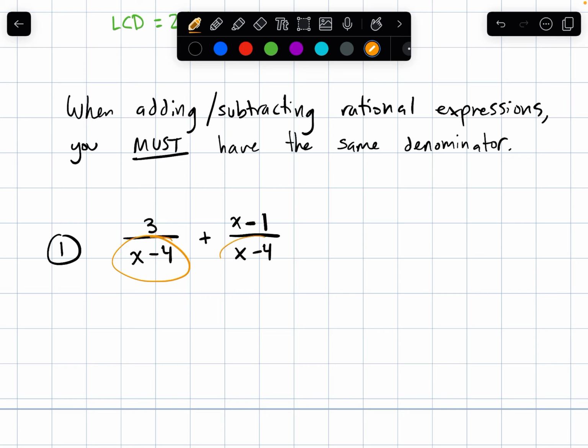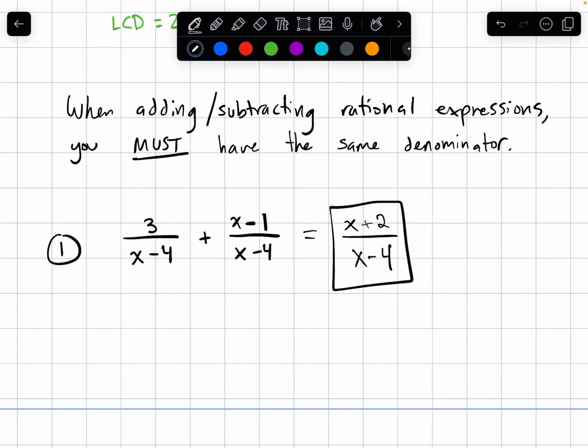As we see here, I have an x minus 4 in both of the denominators, so therefore I can go ahead and add these together. And we said that when we add fractions, we have to keep the denominator the same, so still x minus 4. And then I'm going to add the numerators together, and 3 plus -1 is equal to 2. We still have an x in front, so that's just x plus 2. And we get x plus 2 over x minus 4. Tempting to want to cancel these out, but you cannot. Tempting to want to cancel these, but you cannot either.